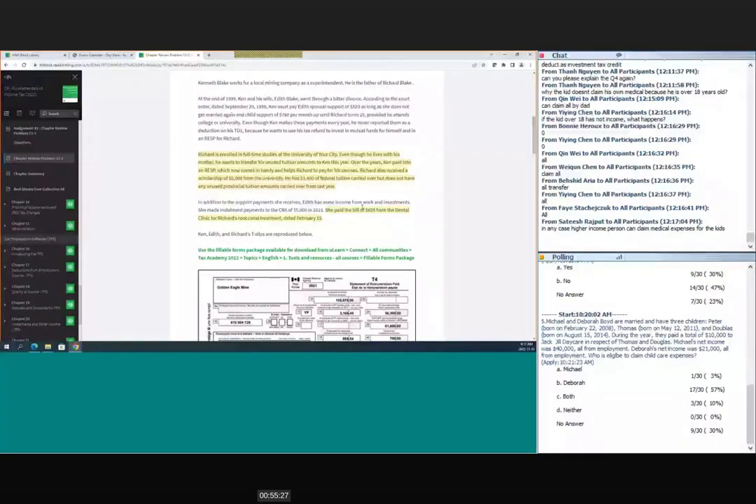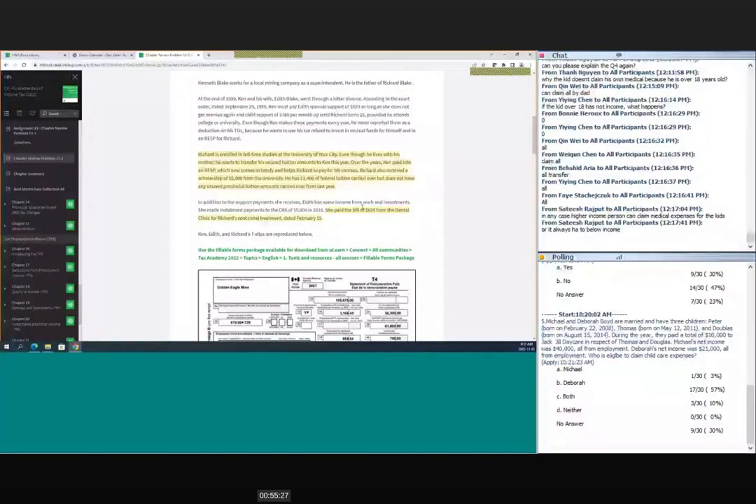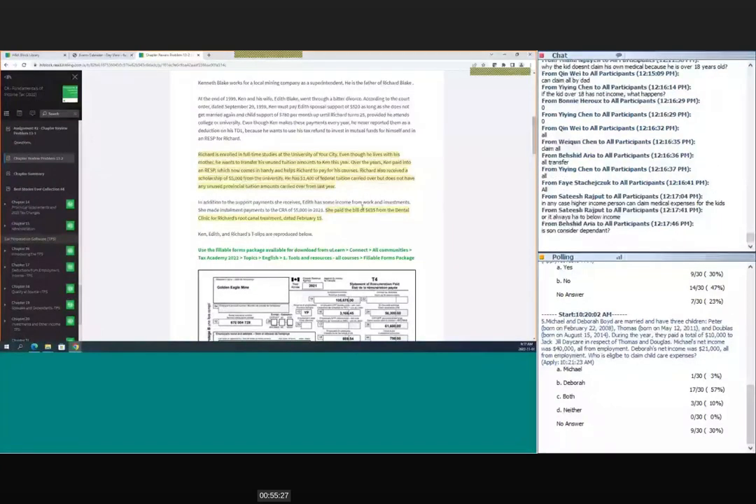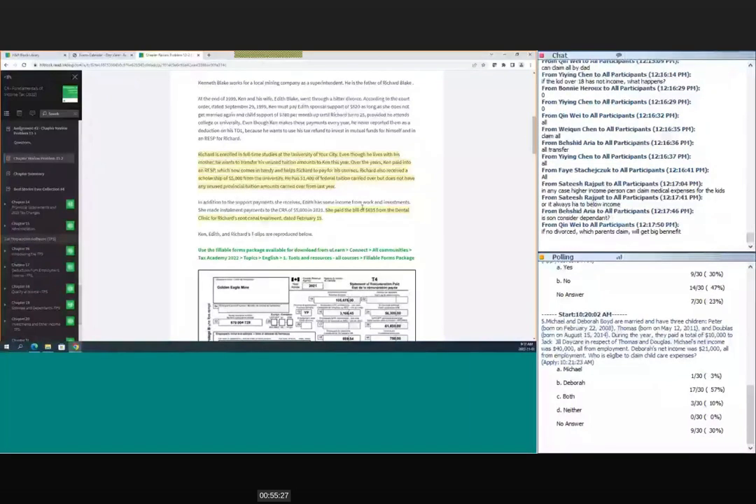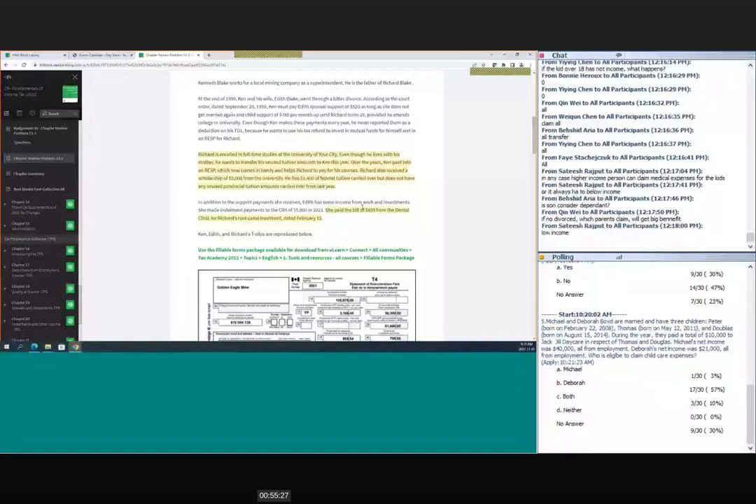So Satish has a comment here. In any case, a higher income person can claim. Yes, they can claim. The problem is we're dealing with that threshold, right? So Satish asks, does it always have to be below income? It all depends on the income because of the threshold. Is the son considered a dependent? Yeah, he is because he's a student and he doesn't have enough money.